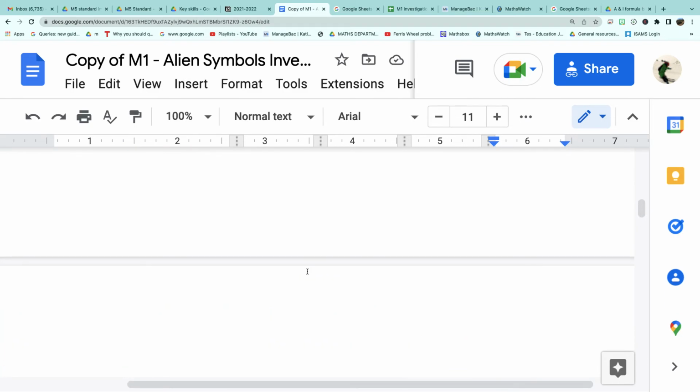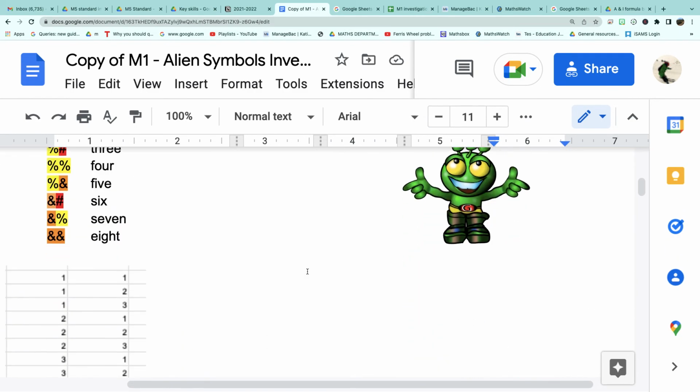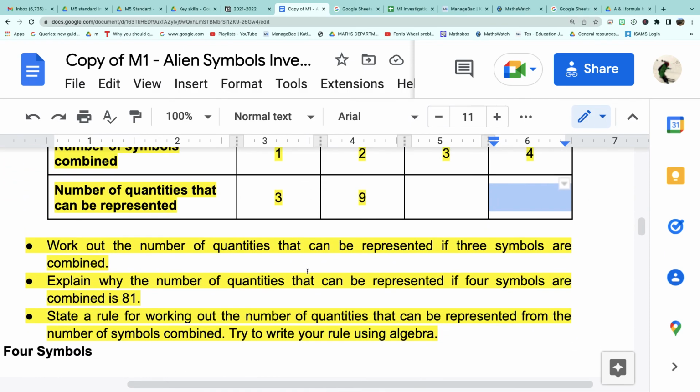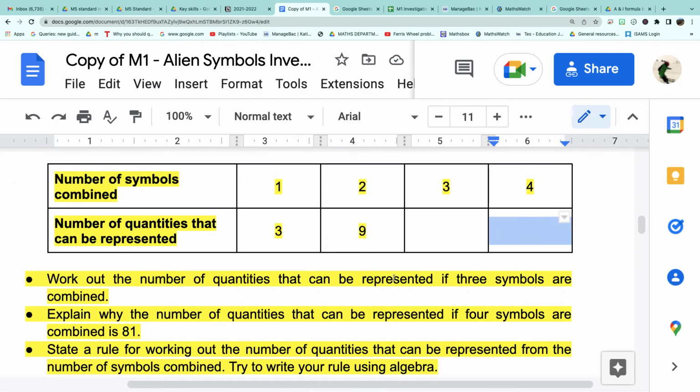Remember, you must delete all the questions in your investigation and write it in your own words. You will have about 3 or 4 lessons to do this. Good luck.